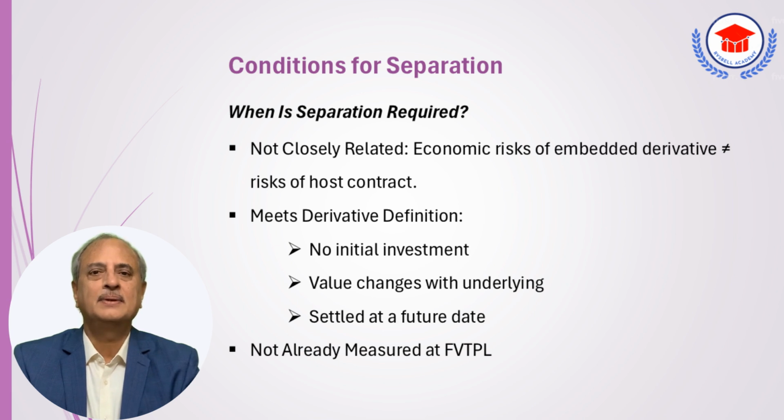What are the conditions for separation? 1. Economic characteristics don't align. If the embedded derivative's economic risks and characteristics are not closely related to those of the host contract, this is the first trigger for separation.